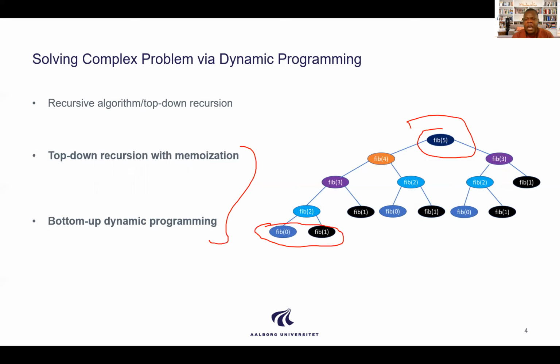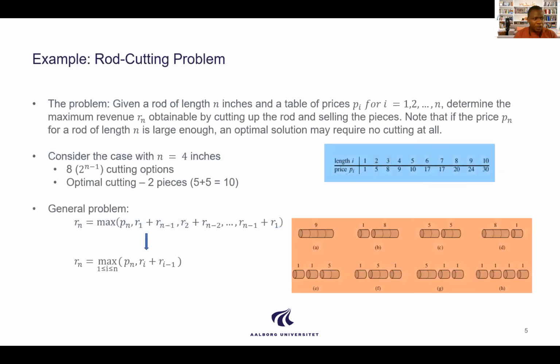But two things to keep in mind: you have a recursive algorithm, your goal is to speed this up. Then what you can do is either a top-down approach or a bottom-up dynamic programming approach. So let's see an example. You have a rod, a given rod of this length, right? And then you know that there are price tags for rods depending on the length of the rod, right?